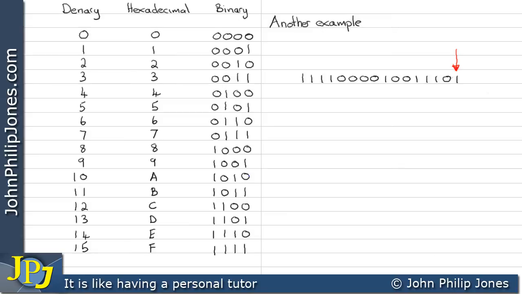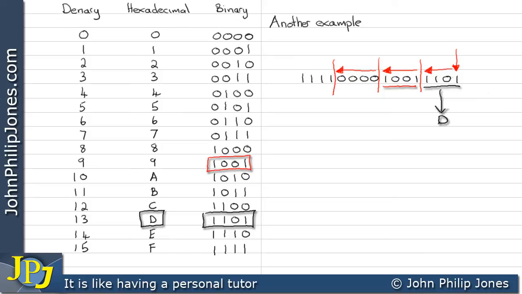Let's consider another example. Start at the least significant bit and break up the long binary number into nibbles, as you can see here. It is then a case of going to each nibble in turn and locating it in the table, and here you can see we wrote D down. Let's have a look at the next one. That's the number in the table, which we can see is 9.